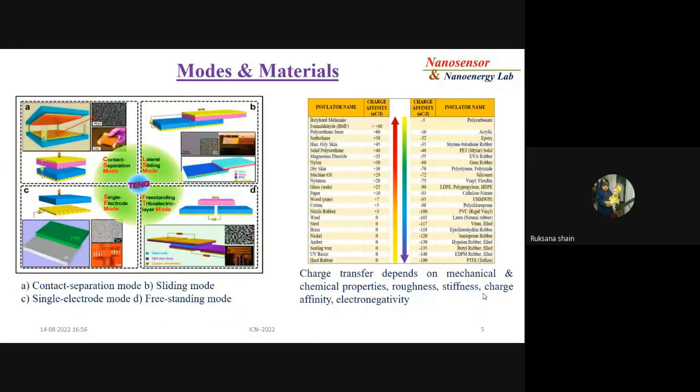Next slide, please. There are four modes available to generate electricity through triboelectric nanogenerators. By using these materials, we can design a TENG device, depending upon the triboelectrification. Basically, it is divided into two parts: one is positive, and the other is negative. The four modes are: first, contact and separation mode; second, sliding mode; third, single electrode mode; and fourth, freestanding mode. It depends on our application, which device we want. Next slide, please.